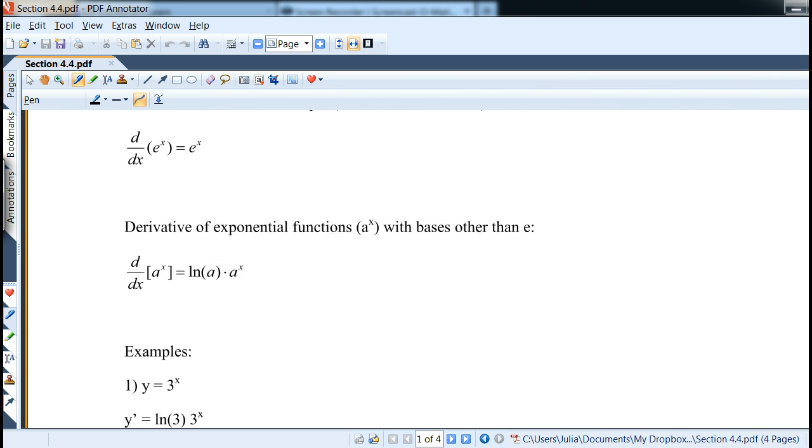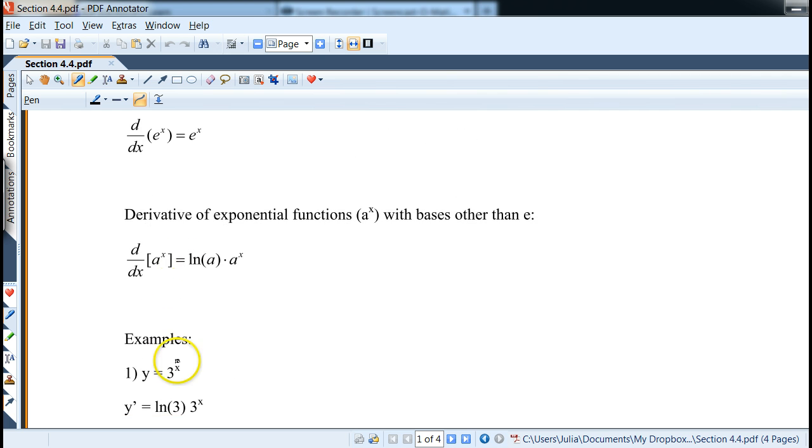Okay, here are some examples. Well, e to the x is very straightforward, but what about other bases? Well, let's say y equals 3 to the x, and sometimes we'll write a ln of 3 in the front and sometimes in the back. It really doesn't matter, but I think of it as 3 to the x itself, and then times a ln of 3, a ln of the base, which is 3.